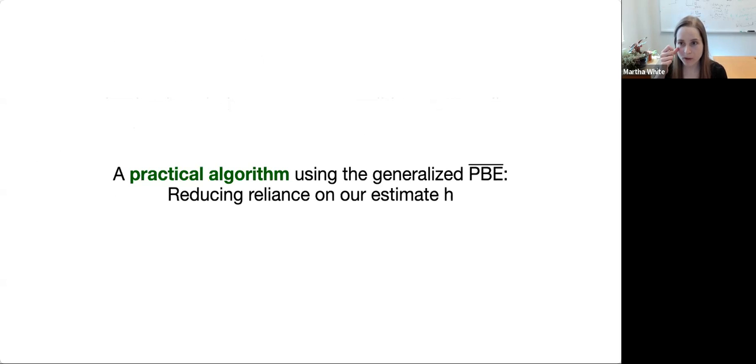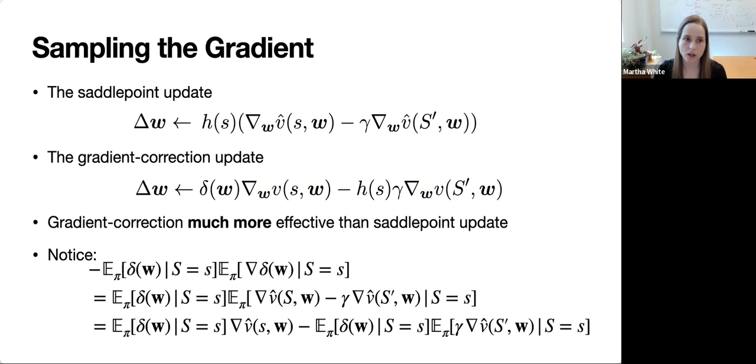So what we're going to do is two things to make this algorithm more practical and particularly reduce our reliance on this estimate of h. Even from the earlier work on linear projective Bellman error, which is where we get this idea of a different, smarter algorithm for the generalized projective Bellman errors, we can sample the gradient in two ways. The saddle point update is the straightforward update, maybe not naive. And then another update that's been considered that seems to work better is called the gradient correction update.